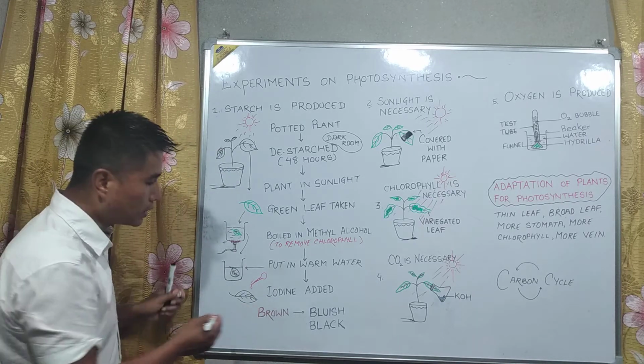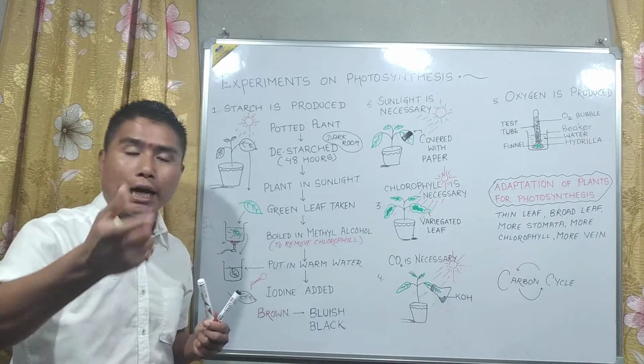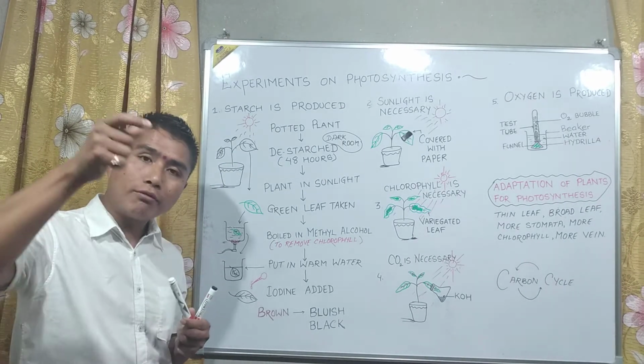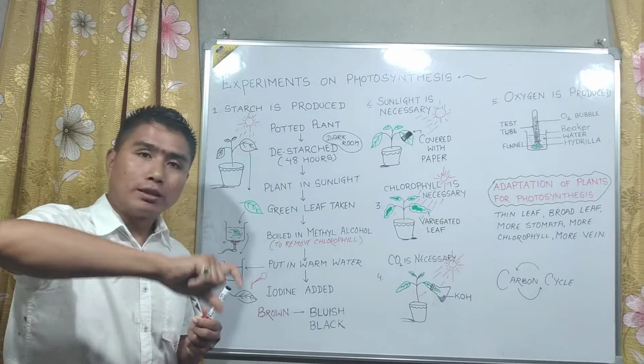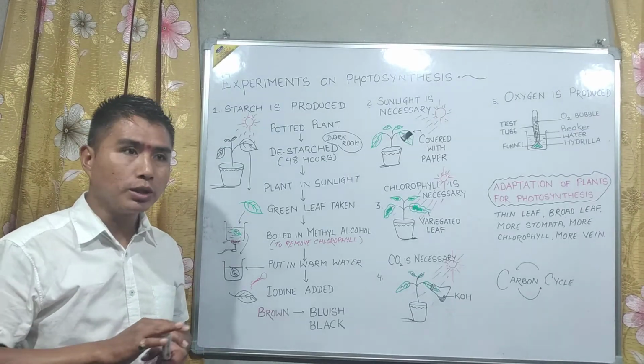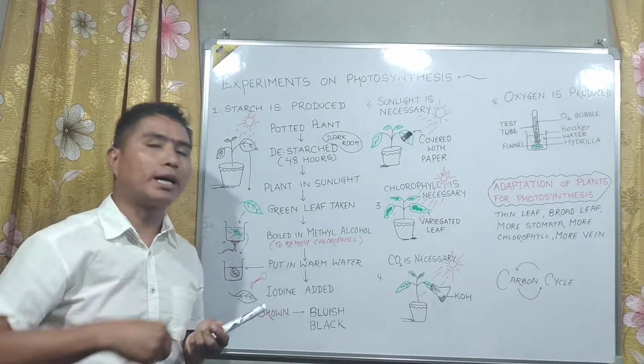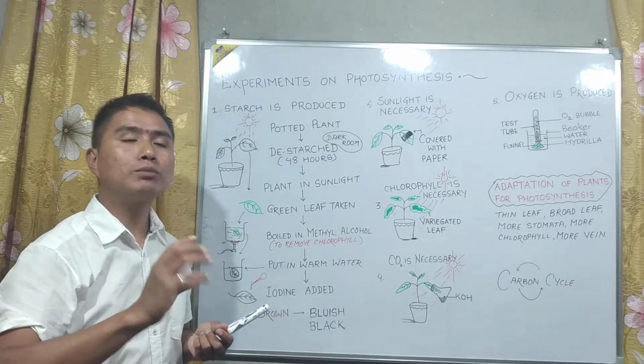When iodine is put in the presence of starch, iodine, which is brown in color, changes into bluish black. You can try this at home also. Take iodine, cut a potato, and put some drops of iodine there. The potato color changes to bluish black.